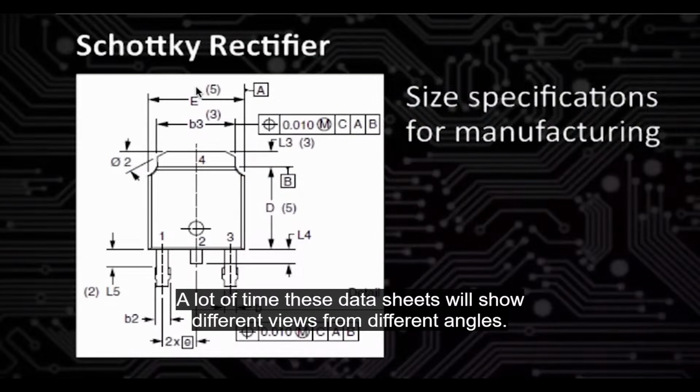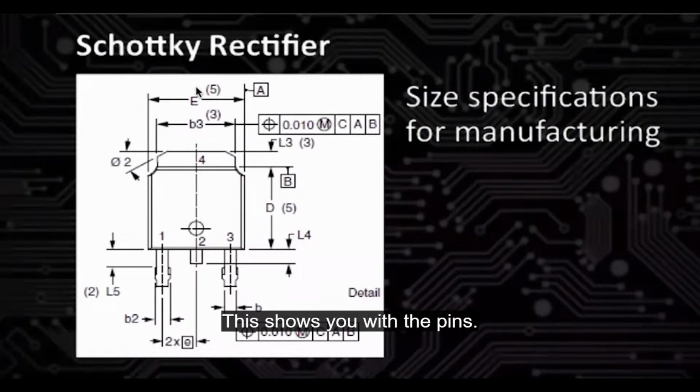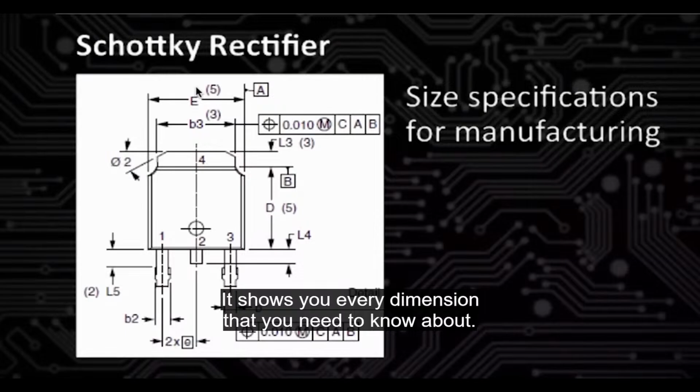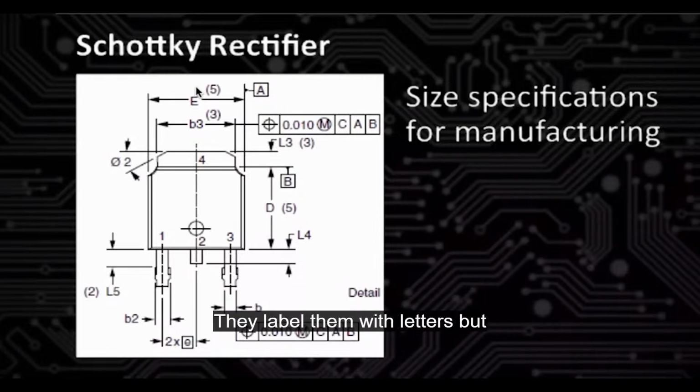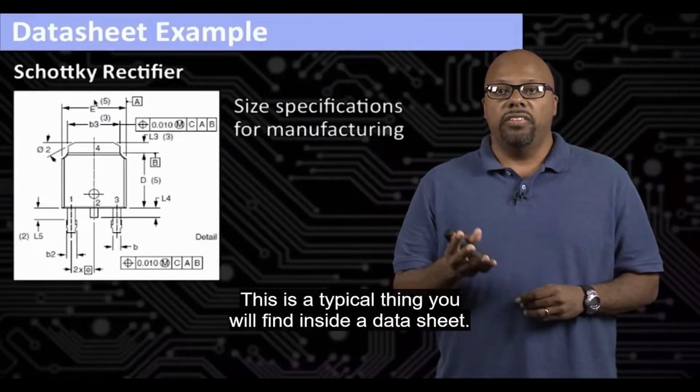A lot of times these data sheets will show different views from different angles. But this shows you the width of the pins. It shows you every dimension that you need to know about. You can't see all the numbers there. They label them with letters, but there's a table next to it that shows what the sizes are. This is a typical thing you find inside a data sheet.